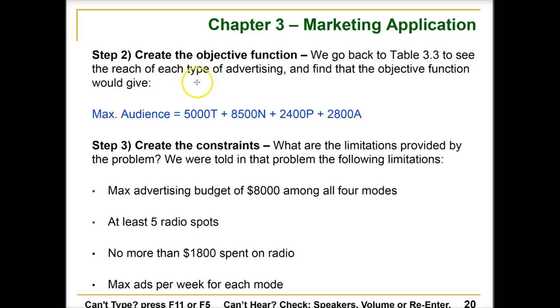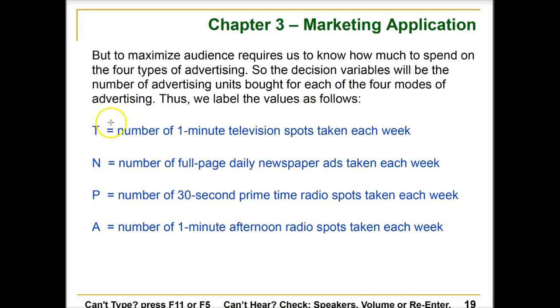So we see here that the objective function is going to look like this. And of course, here we see that we're defining our variables. T is just going to represent the TV spots, N is going to represent the newspaper ads, P will stand for primetime radio spots, and A will stand for afternoon 1-minute slots.